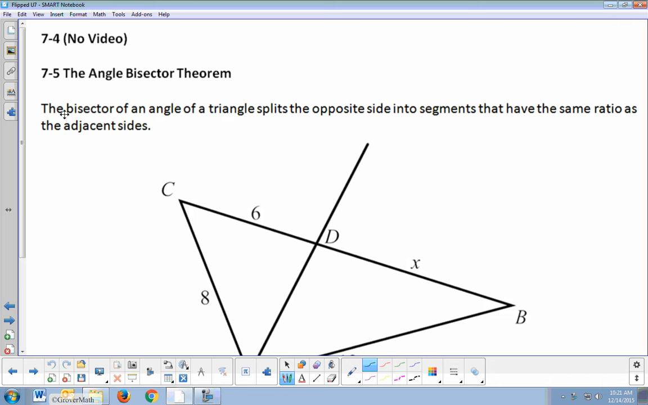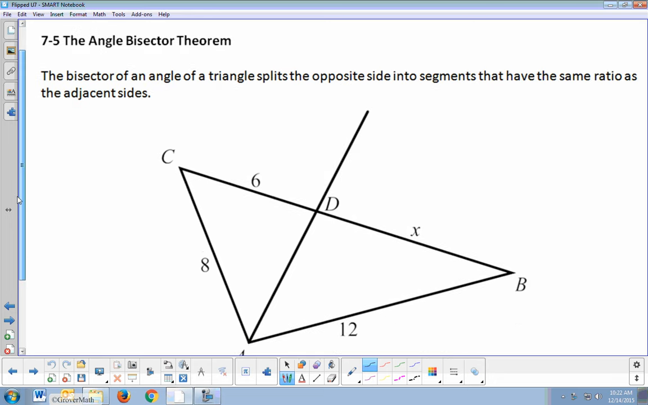The angle bisector theorem says this, the bisector of an angle of a triangle splits the opposite side into segments that have the same ratios as the adjacent sides.